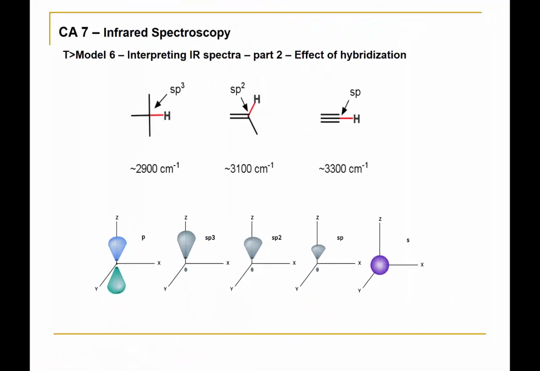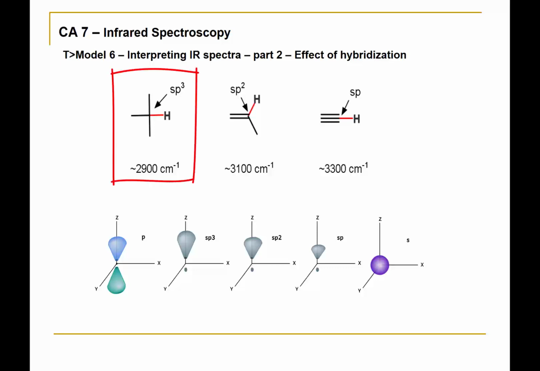In this video, we will continue to explore chem activity number 7. We will be looking at teaching model number 6, parts 2 through to part 5. In these parts, we'll be introducing the various functional groups and where we'd expect to see their signals in an infrared spectrum. But also, we'll be looking at the various factors that affect where the signal will show up exactly.